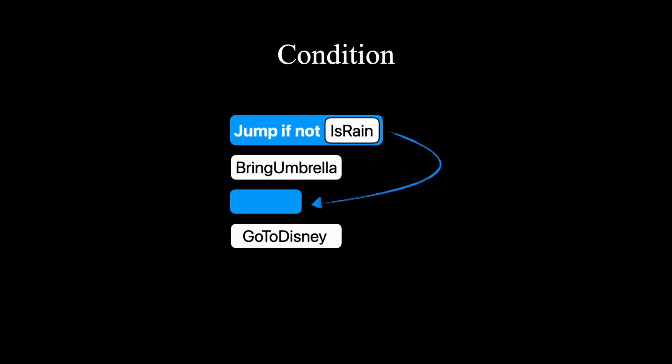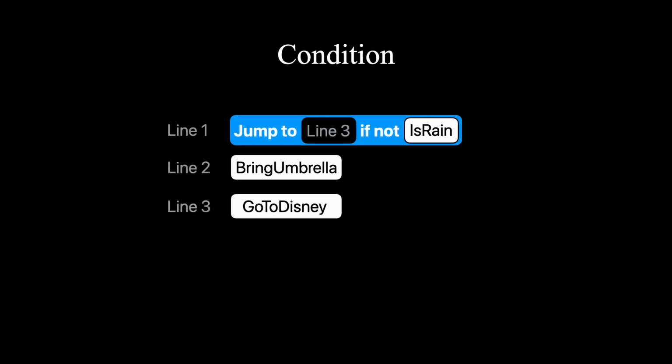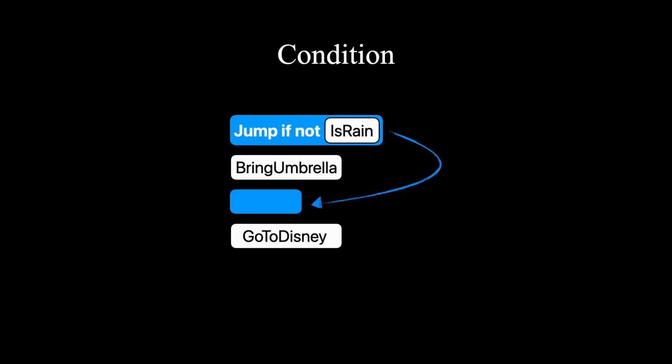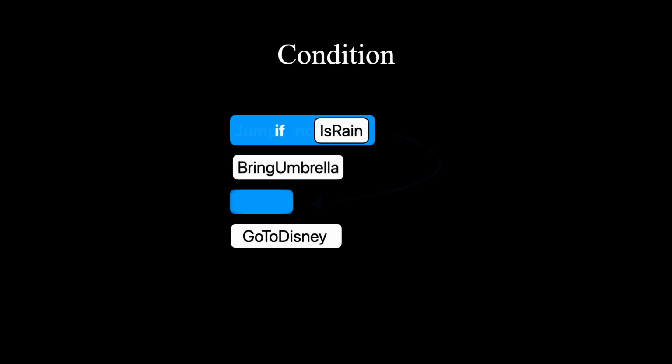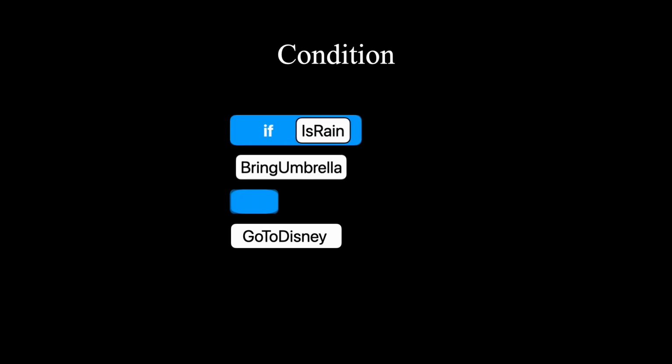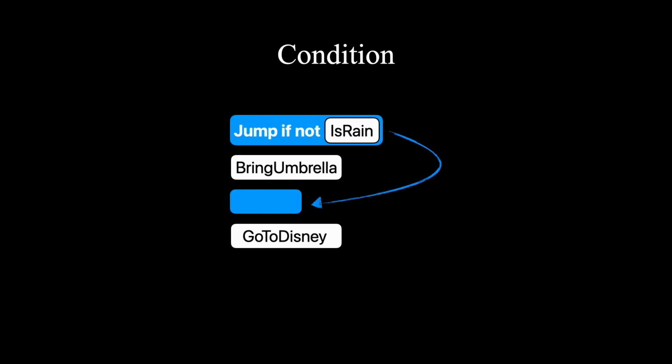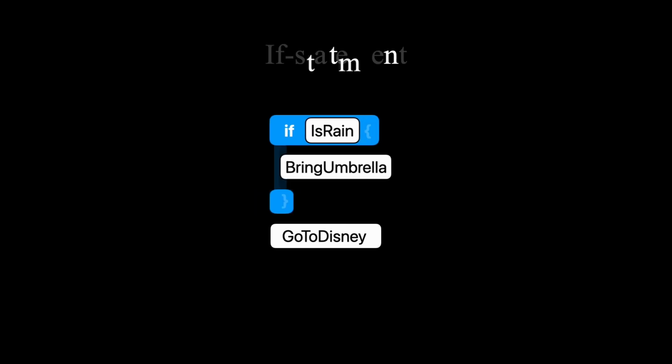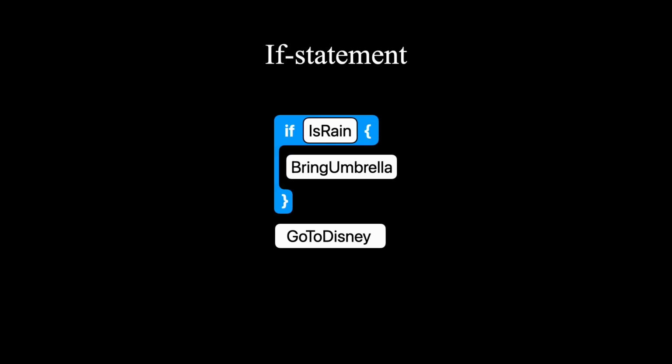In the computer, we record the destination's line number or label instead, but we draw it like this to make it easier to understand. Again, to make the code simpler, we use the if keyword with curly braces to mark the jump destination instead, but the logic behind it is still the same as the jump if not function. Now, we've created the first condition logic in programming, the if statement.